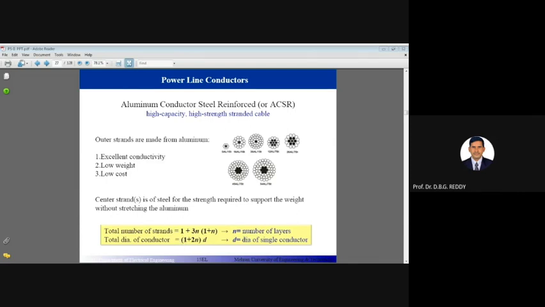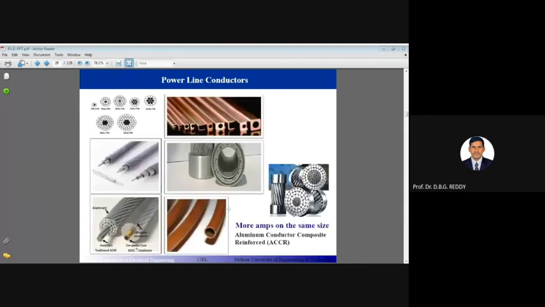This relation is also very, very important. After the class, if you want, I will send this PPT to both your groups, as per your requirement. Now, next slide, you can see here power line conductors.